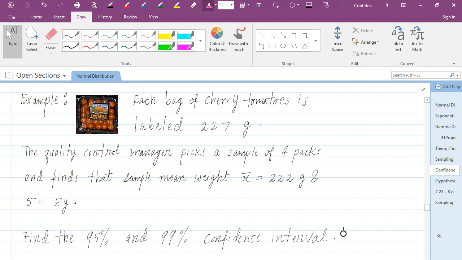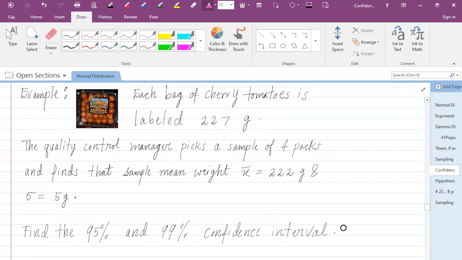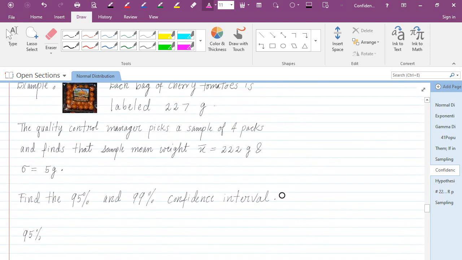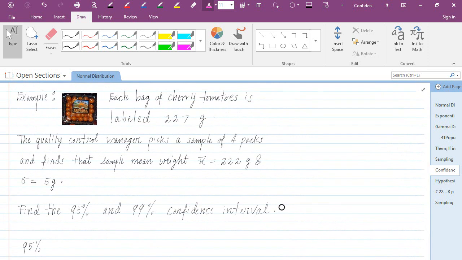Let's say the quality control manager picks a sample of 4 packs and finds that the sample mean weight X bar is 222 grams, and the measurement equipment produces a standard deviation sigma equal to 5 grams. We want to find the 95% confidence interval and the 99% confidence interval.